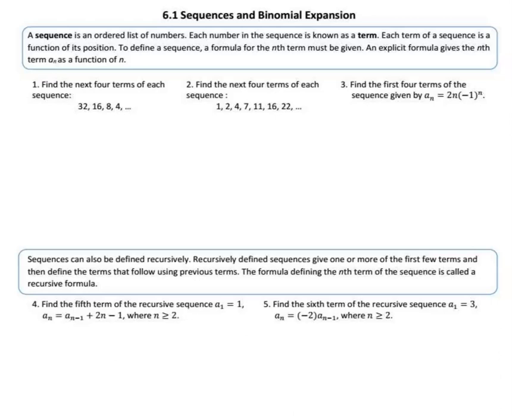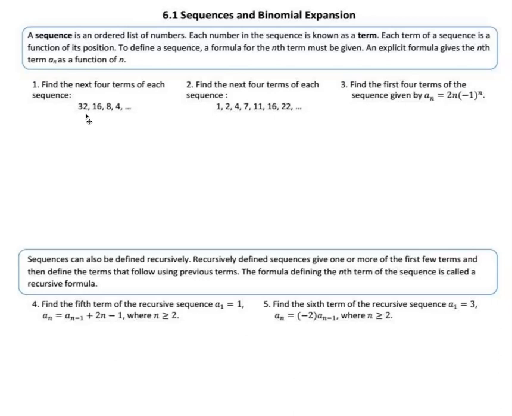6.1 Sequences and Binomial Expansion. Well, you may not know it, but you've dealt with sequences before. A sequence is just an ordered list of numbers. It's basically just a pattern of numbers, and we're trying to figure out what the pattern is. Each item in that sequence is called a term.